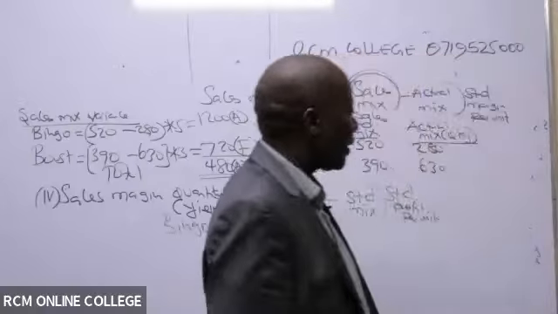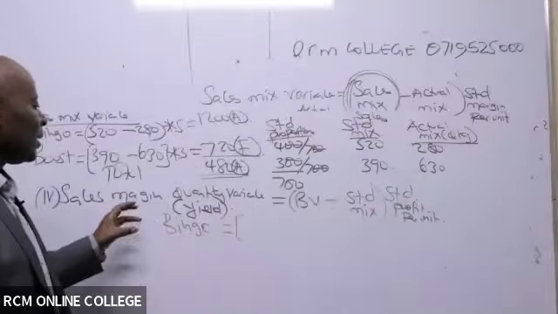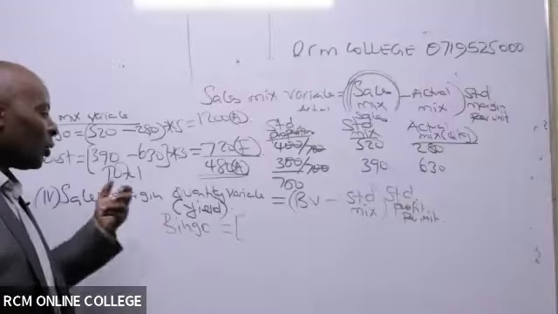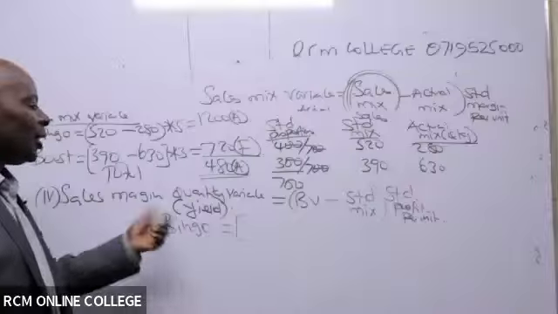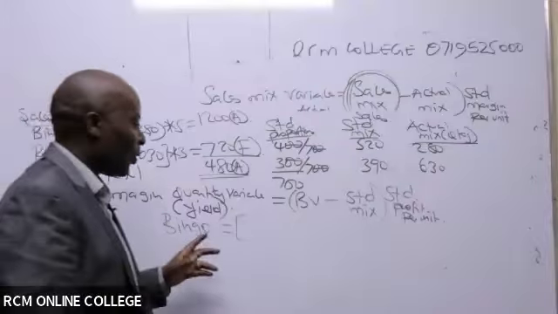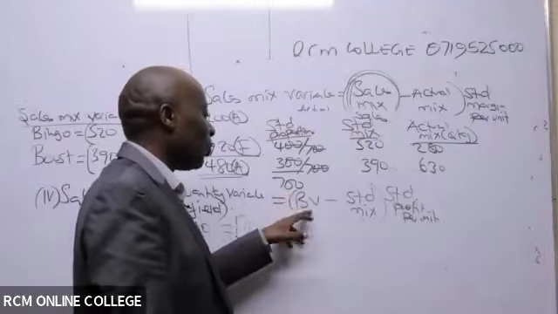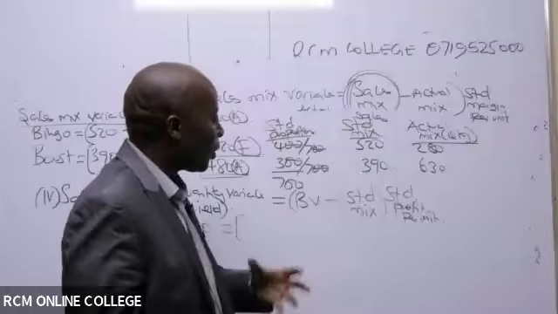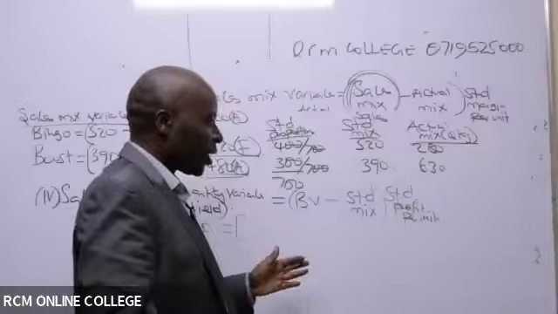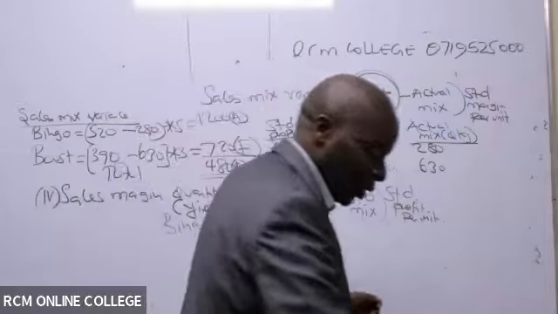So what I was saying, ladies and gentlemen, before we went for this break, is that the sales margin quantity variance is what I would say is similar to the material yield variance. However, remember the sales one is quite straightforward. You start with the budgeted volume. There is nothing here like standard quantity for actual output. You take budgeted volume, you subtract standard mix, and then you multiply with standard profit per unit.